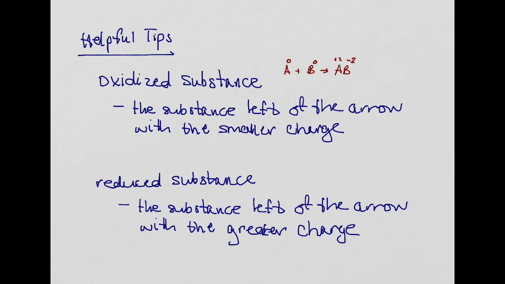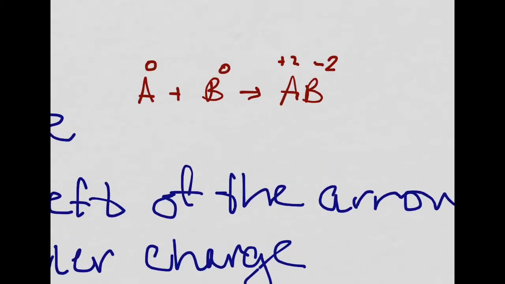Likewise, if you want to identify a reduced substance, then that reduced substance has a greater charge to the left of the arrow. So going back to this example of A plus B producing AB, and the oxidation numbers are assigned, we see that B has a charge of 0 on the left-hand side, and B on the right-hand side of the arrow has a charge of negative 2. 0 is greater than negative 2. Therefore, B is the reduced species.